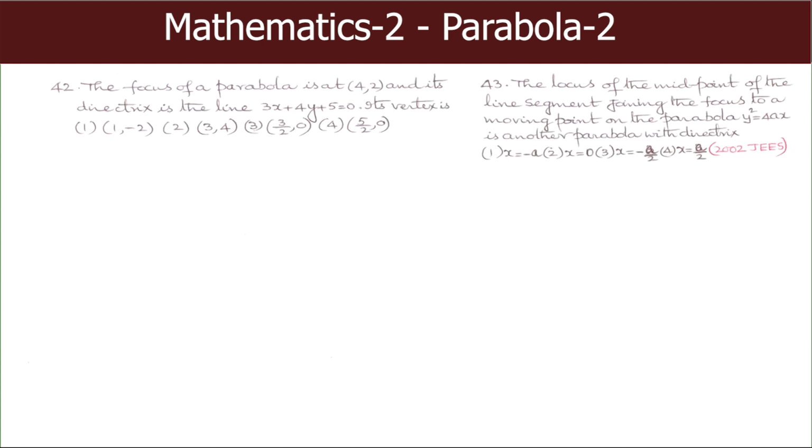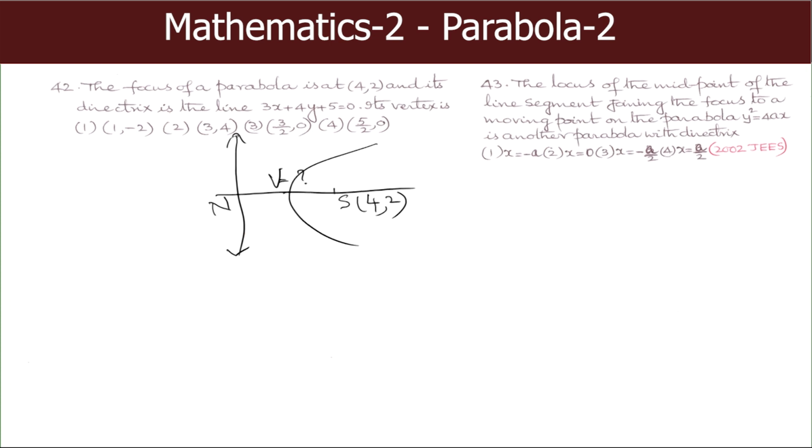Next, 42nd question. The focus of a parabola is at (4, 2). Focus is at (4, 2), and the directrix is the line 3x plus 4y plus 5 equal to 0. This is the directrix. What is the vertex? Suppose the axis meets the directrix at N. If you can find N, your vertex is the midpoint of the line segment joining S, the focus, and the point where the axis of symmetry of the parabola meets the directrix. So, our job is to find N, that is all.